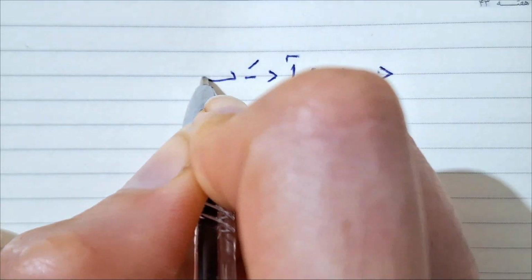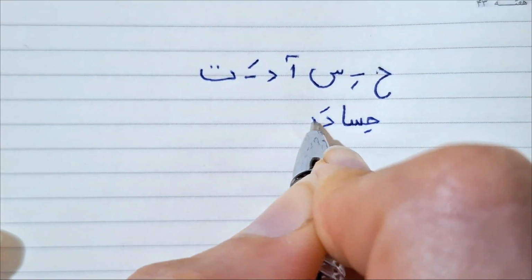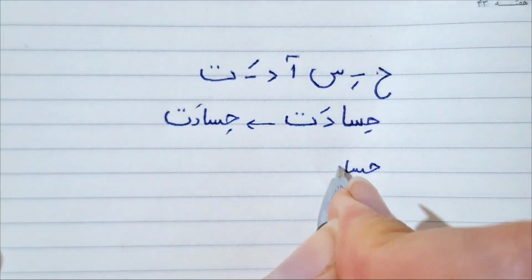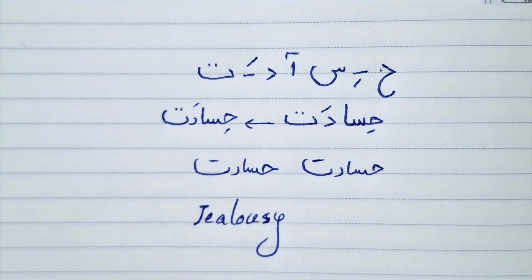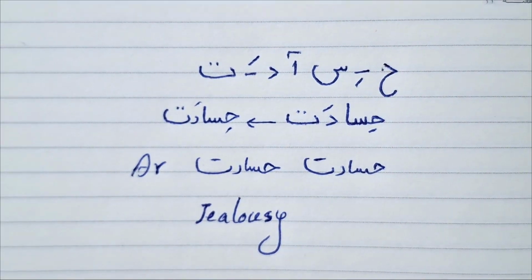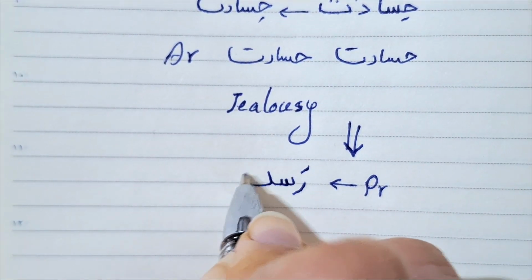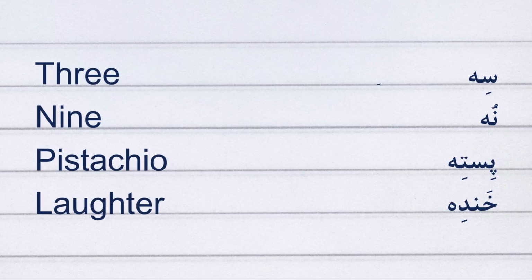H plus e plus s plus a plus d plus a plus t together, hesadat. Hesadat means jealousy, but this is an Arabic word, so instead we use the Persian, which is rashk, r-a-sh-k, rashk. Let's go for more examples.